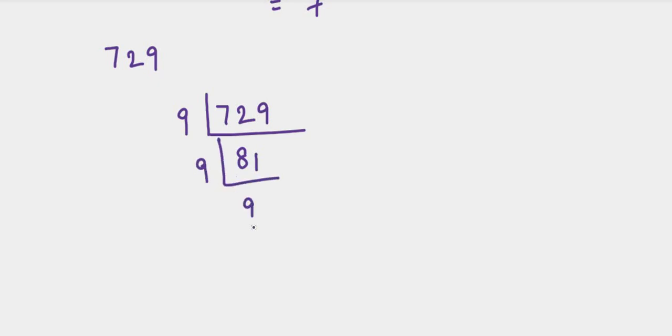729, which table? 9 table. 9 81, 9 9. So 729 is equal to 9 multiplied by 9 multiplied by 9. That is equal to 9 cube.